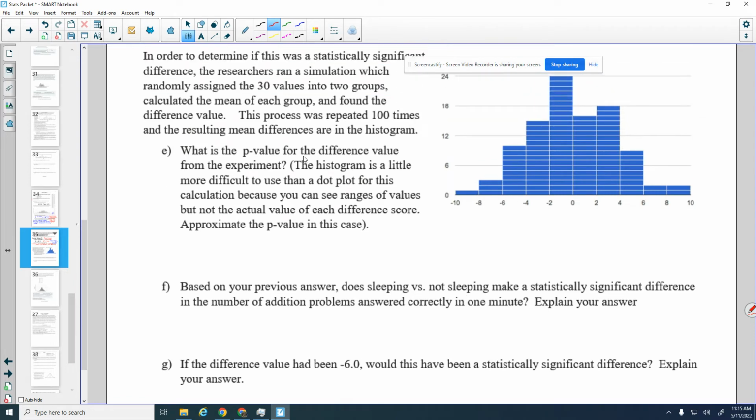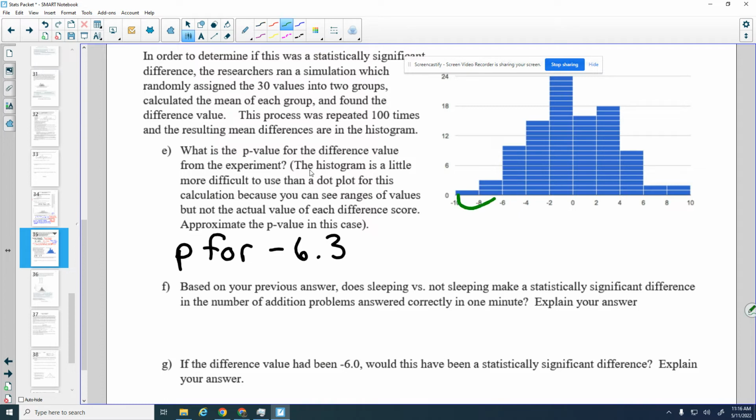So what is the p-value for the difference value from the experiment? So specifically, we're asking what is the p-value for negative 6.3. Now realize the histogram is a little more difficult to use than a dot plot for this calculation because you can see the range of values but not the actual value for each score. So we're going to approximate a p-value. So I'm going to say that this negative 6.3 is around negative 6. We're going to kind of round it.